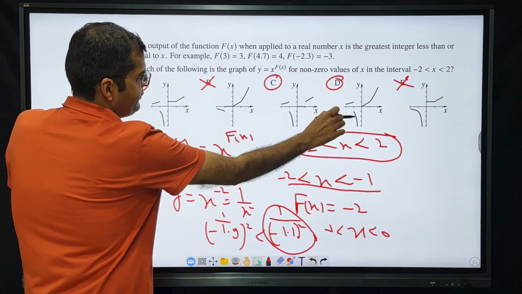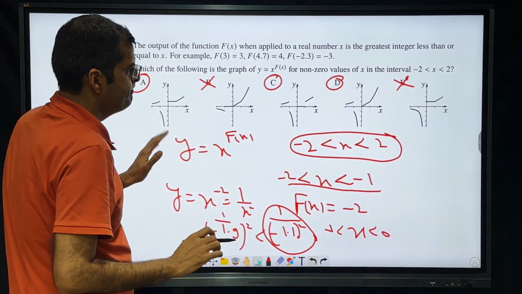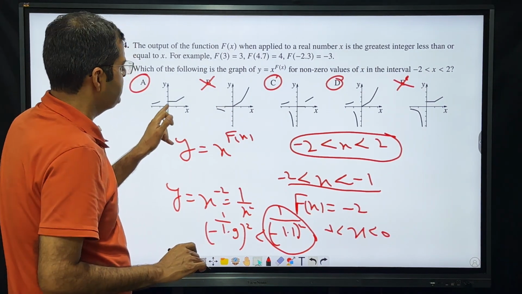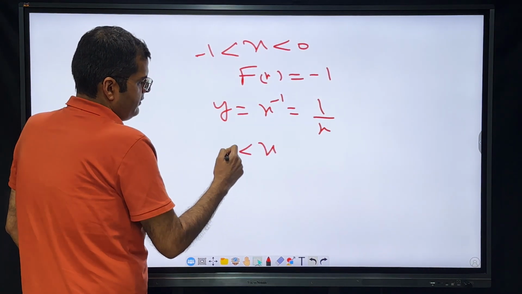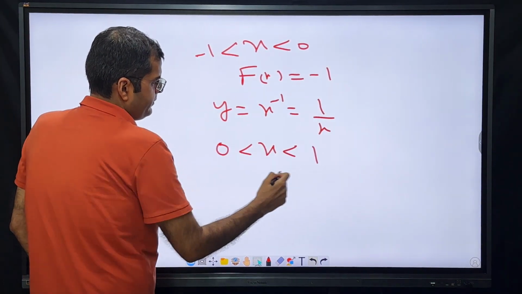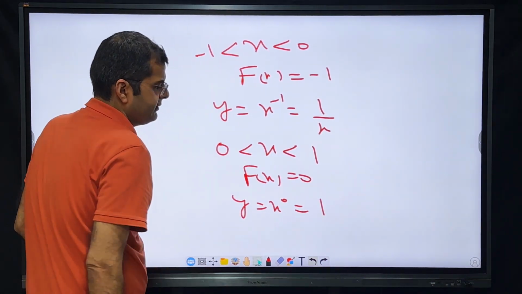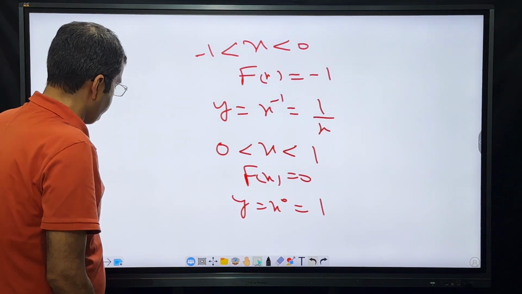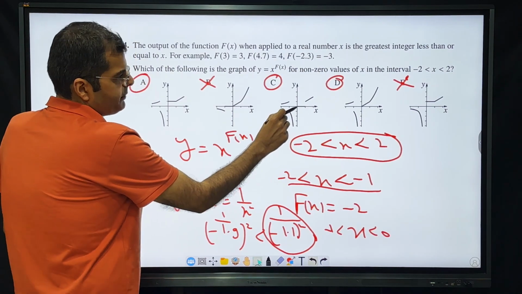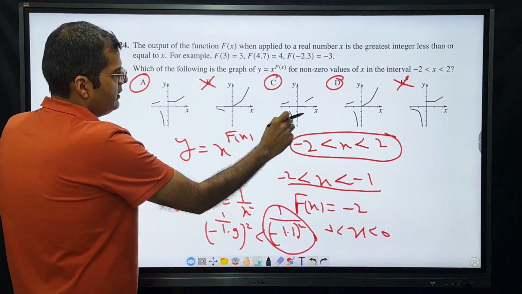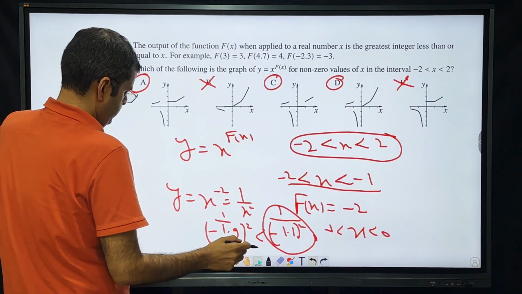In fact, all the three graphs of A, C and D between minus 1 and 0 have the same structure. Now what happens when x lies between 0 and 1? This will be pretty straightforward. When x lies between 0 and 1, f of x becomes 0. So y equals x raised to 0, which is 1. So y is 1, which is constant. Option A shows that. Option C doesn't. Option C shows it to be 0, which is incorrect. It has to be constant 1, not constant 0.